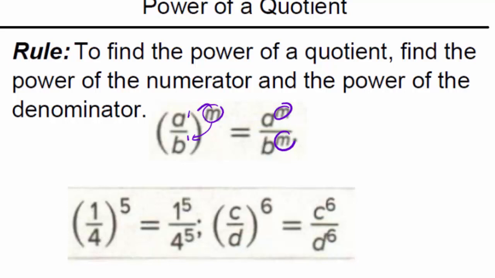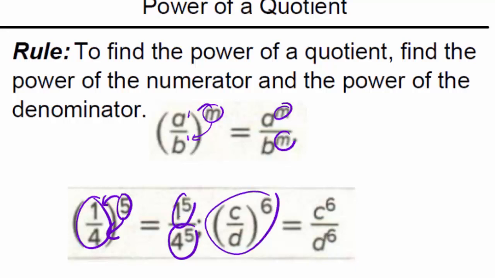We can do the same thing with actual numbers. So right here we've got 1/4 raised to the 5th. When I distribute that 5th power to both of these, I get 1 to the 5th on the top, 4 to the 5th on the bottom, and of course these could be simplified a little bit further if you wanted to. Same thing with c over d raised to the 6th. We just distribute the 6 to both the numerator and denominator and then keep simplifying as we move on.